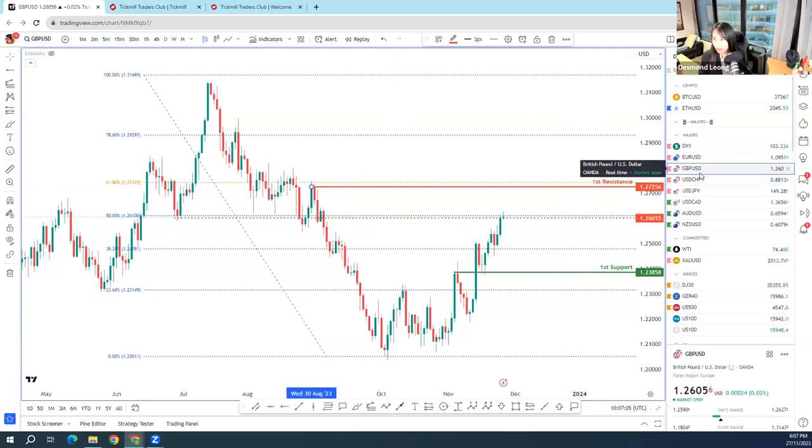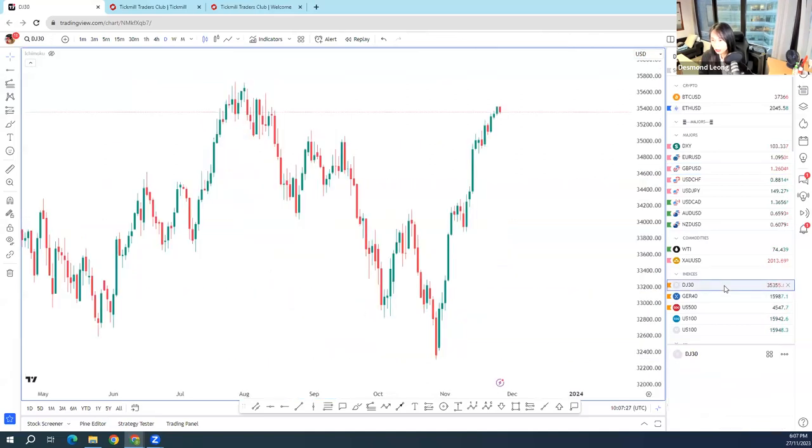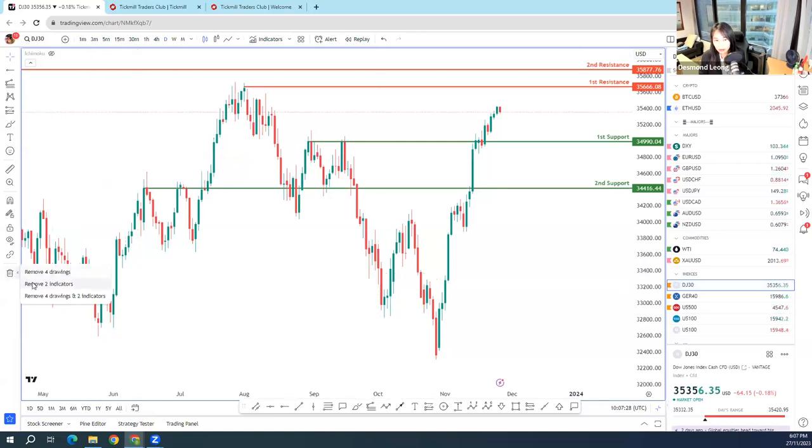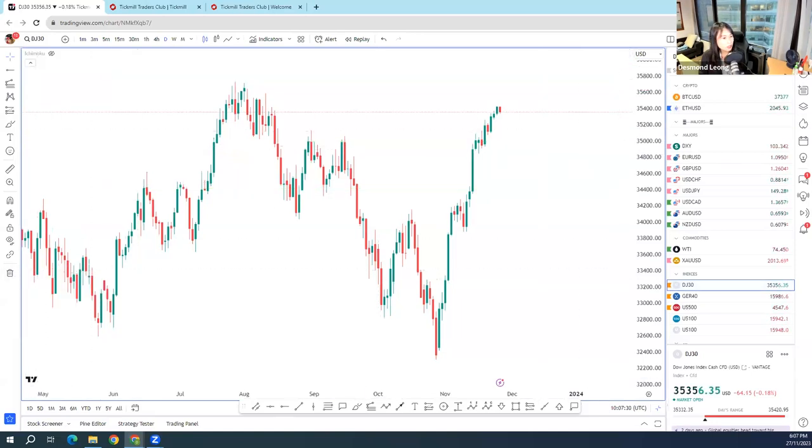Okay, next, let's look at some indices. Please write down in the comment section if you have other currency pairs or indices that you'd like to look through together. Okay, let's look at Dow Jones.